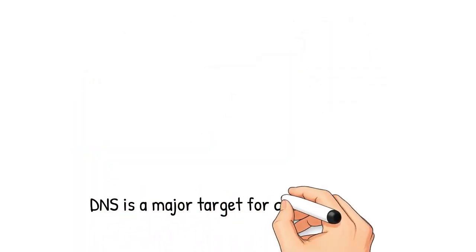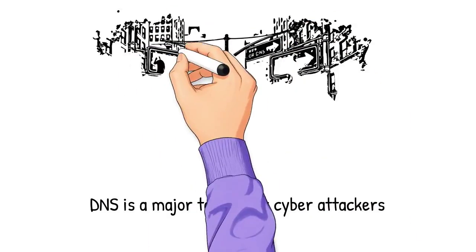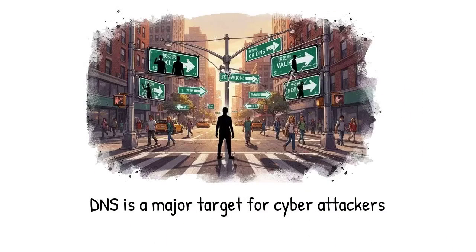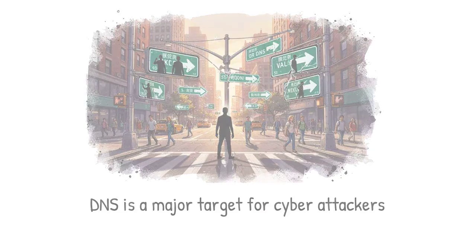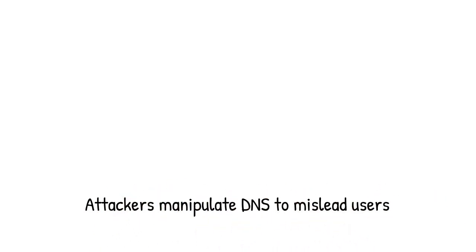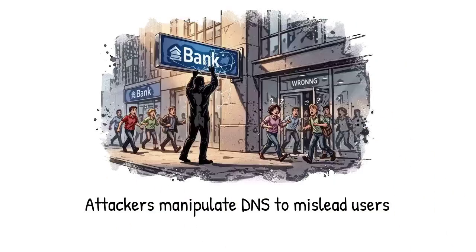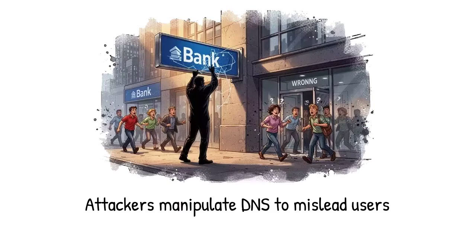DNS is one of the most attacked systems on the internet for a simple reason. If you control DNS, you control where people go. It's like controlling the signboards in a city. If you change the signboard for a bank, people will walk into the wrong building without realizing it. Attackers exploit this by manipulating DNS records, poisoning caches, hijacking domains, or redirecting traffic to malicious servers.